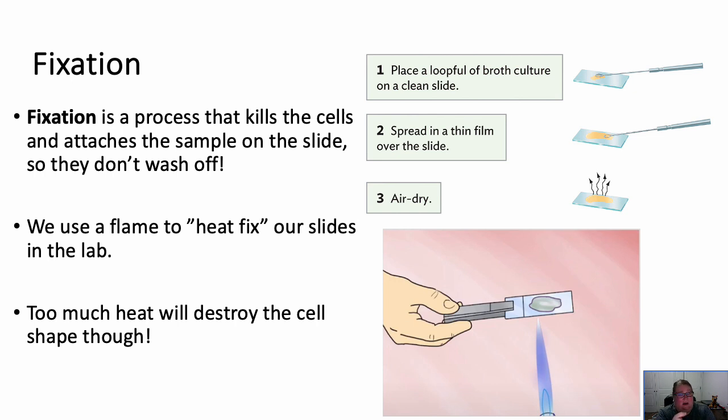Now, we've got to be really careful, okay, when we're heat fixing a sample, because if we get the slide too hot, we're actually going to destroy the cell shapes and not just kill the cells. So we could go and look and not get the right image. We might not see what we're really looking for because we destroyed the cells in the fixation step. So this is a very important step, but also a step where we could have some misfortune, unfortunately.